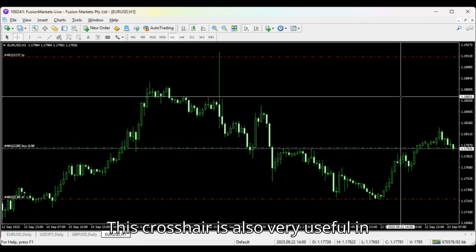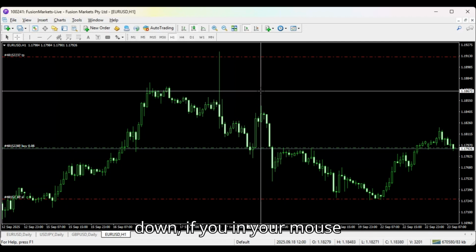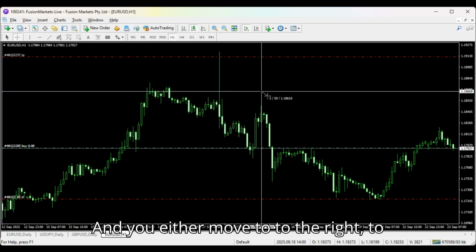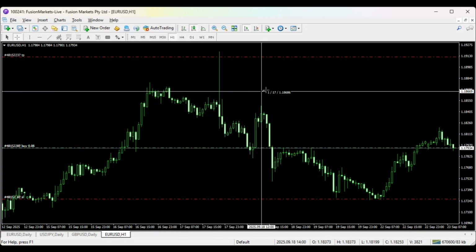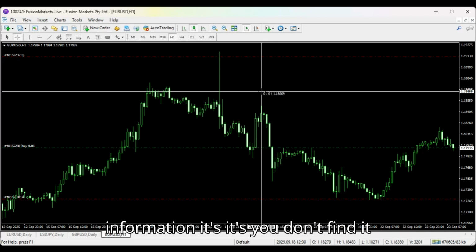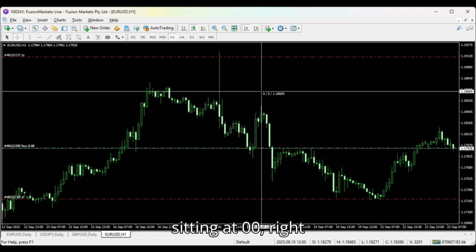This crosshair is also very useful in that when you hold the crosshair down with your mouse click, you can move to the right, to the top, or any way away from the center. Just want to explain what all these numbers mean. This information, you don't find it pretty much anywhere. Right now, we're sitting at 0, with 1.1866. That's where the current price is.